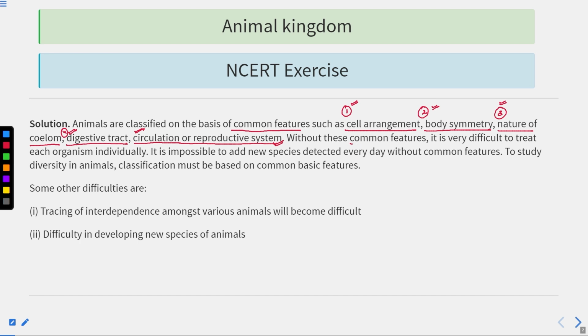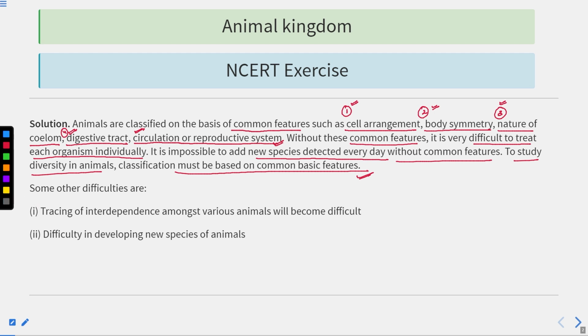Now without these common features, it is very difficult to treat each organism individually. You will treat each organism individually and you will write the random characteristics of that particular organism, right? So it is impossible to add new species detected every day without common features. To study diversity in animals, classification must be based on some common basic features. So this is very, very important. What are some common basic features on which we classify the organism?